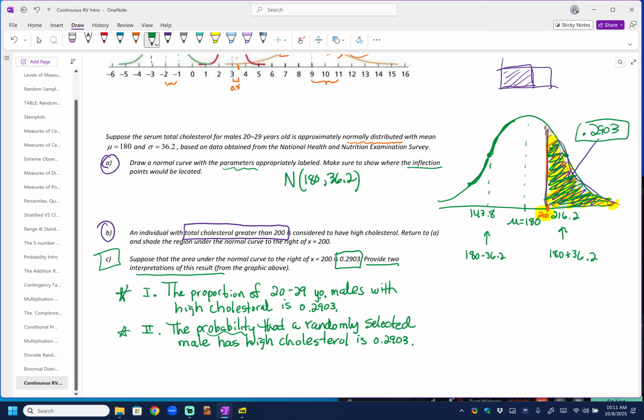So either one will suffice, but it turns out that in at least this class, you're going to be dealing with a lot of probability interpretations. So that's mostly where we're going to stick. But in your homework or such, if they're asking you for two different interpretations, just make sure that you're aware of both of these.